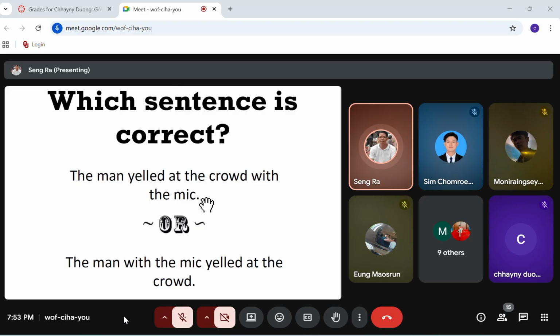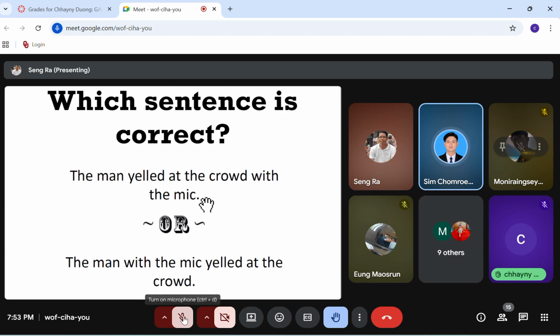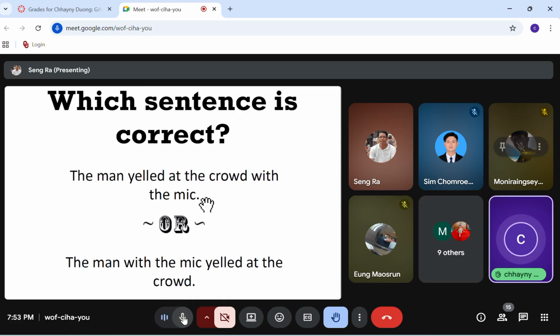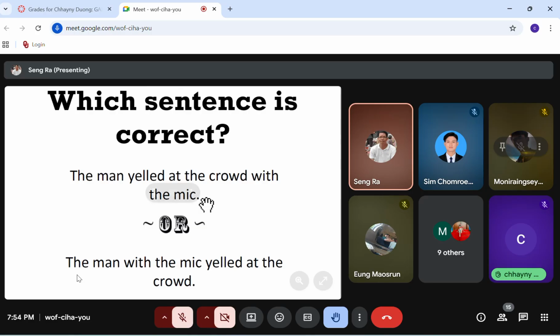So anyone tell me? Okay, which one? The first or second one, the correct one? Okay, you think the second one is correct? Okay, so the second one is correct. Thank you. You think the second one is correct? So anybody else who says the opposite?